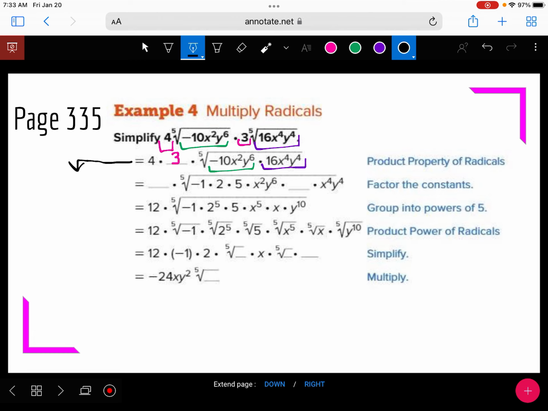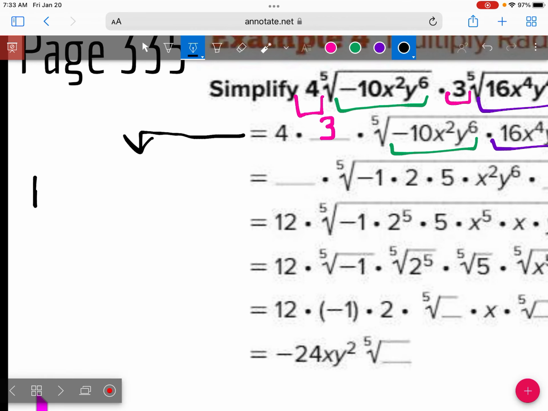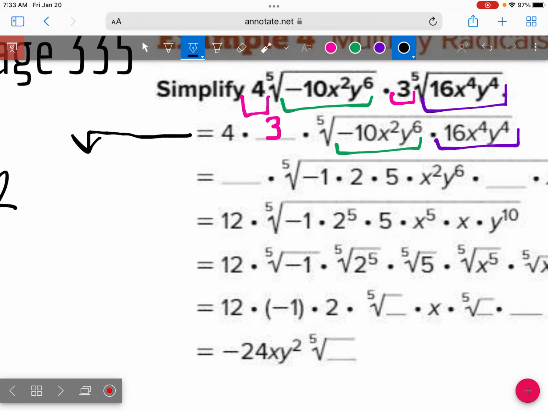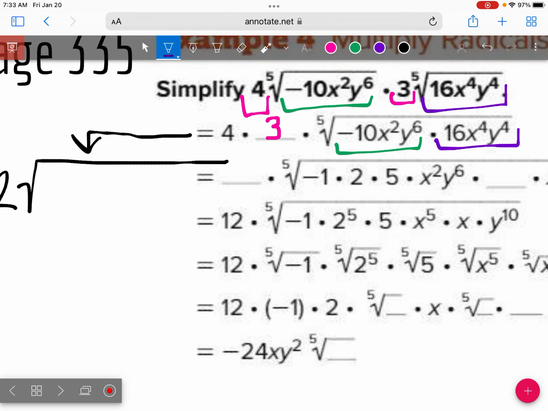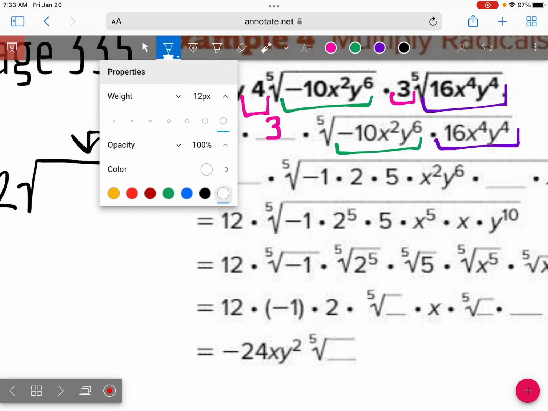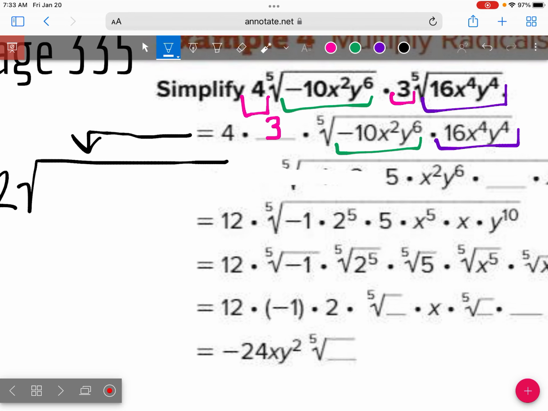And I'm going to say, all right, 4 times 3, that I can do. That's going to be 12. And then I'm going to have my square root. I'm going to give myself a little bit more space here, just because I'm going to need it right now.